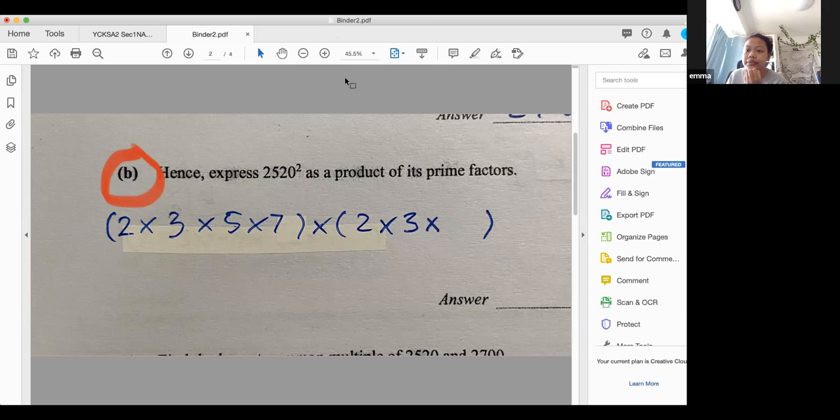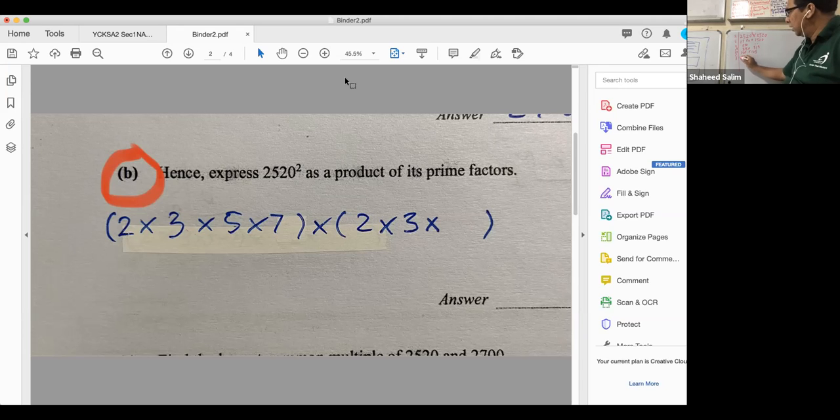You can divide by 3. You get how much? 35. Again, we square it over here, so this one becomes 35 also. Next one.